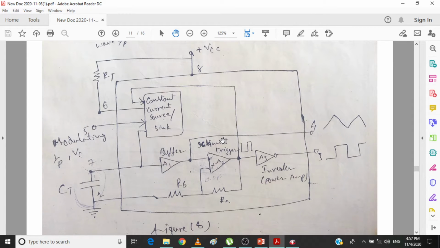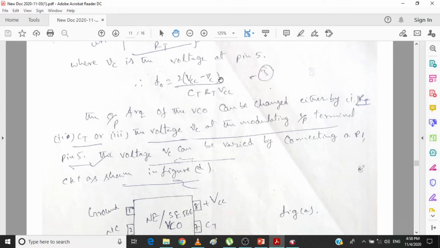So based on that, I can say that the voltage controlled oscillator is changing the frequency of the output waveform based on the input signal. So that is the conclusion of our VCO, voltage controlled oscillator.